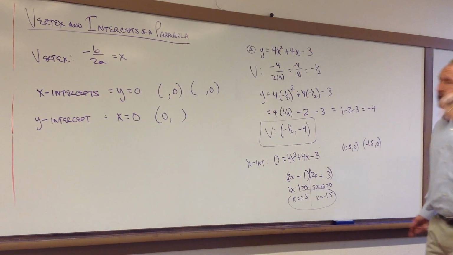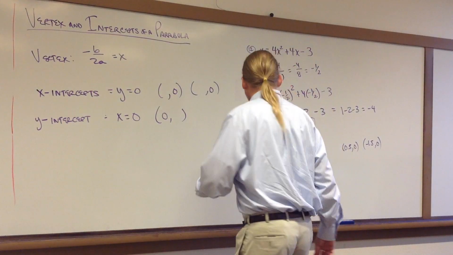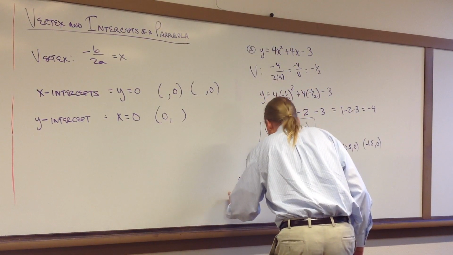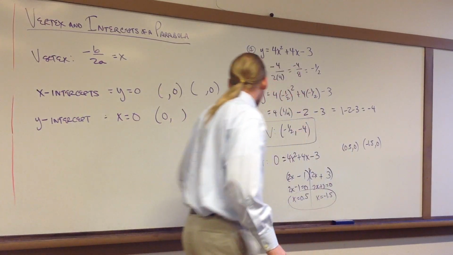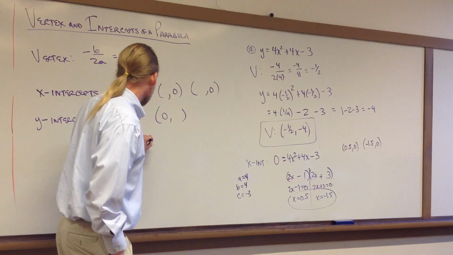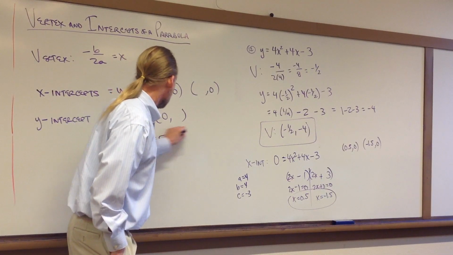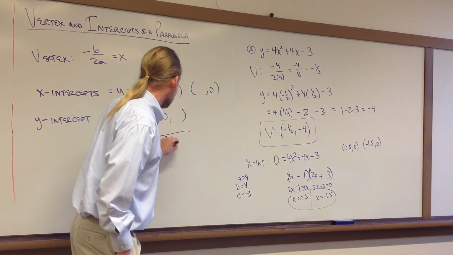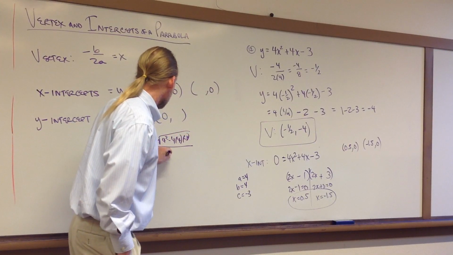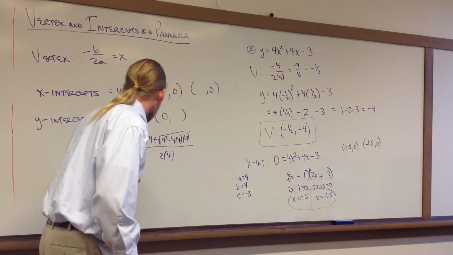So those are our x-intercepts, where x is 1/2 and y is 0, or x is negative 1.5 and y is 0. Now again, you can use the quadratic formula here. We can say a is 4, b is 4, c is negative 3. And what would we get here? Let's see, negative b, and then b squared minus 4ac, and 2 times a. So what are we going to get out of this?